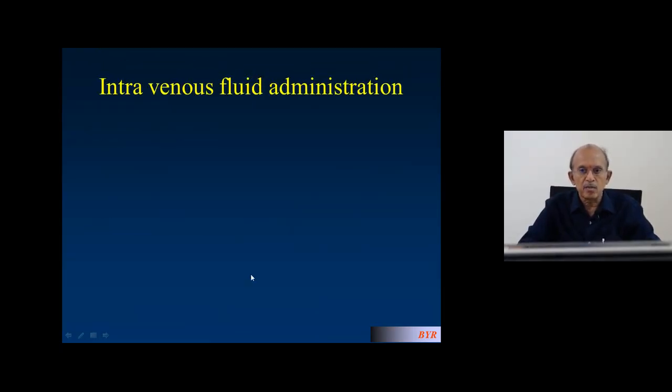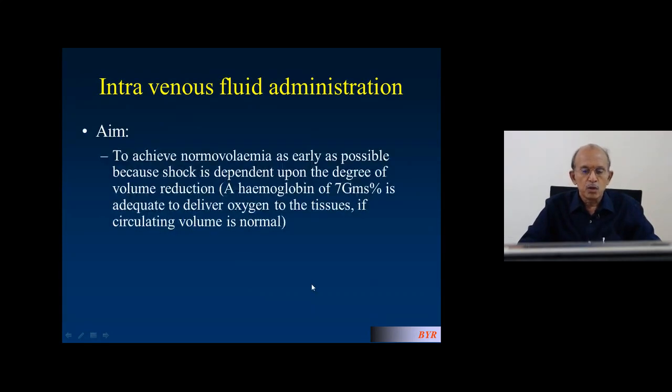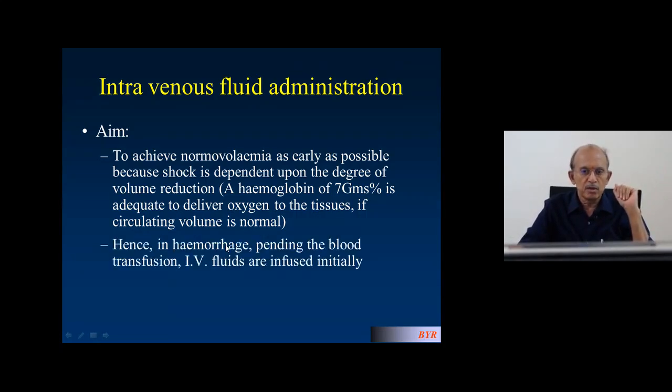Intravenous fluid administration. Aim to achieve normovolemia as early as possible because shock is dependent upon the degree of volume reduction. Again, a hemoglobin of 7 grams per cent is adequate to deliver oxygen to the tissues if circulating volume is normal. So this statement is repeatedly being made to emphasize that for a bleeding patient, there is no need to wait till blood comes. You must immediately start him on IV fluids. That is the message I want to give to you.